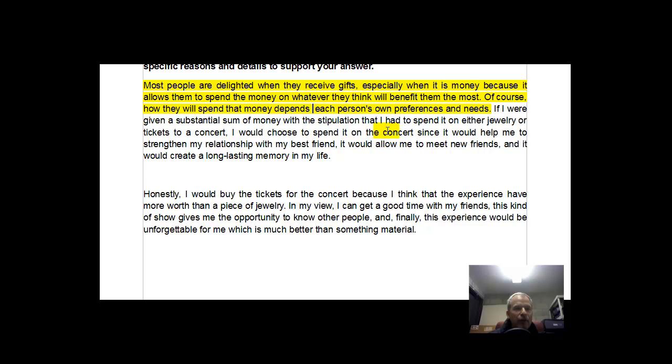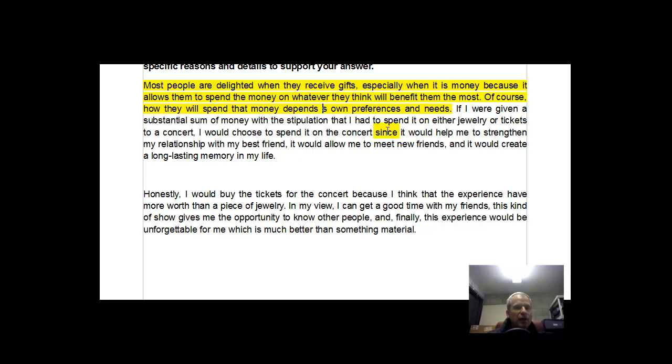Probably better here to change this to this because it goes back to "they." So of course, how they will spend that money depends on their own preferences and needs. Finally, we get to the question. And when we get to the question, we want to restate what we're being asked to do, and we restate that as part of our thesis.